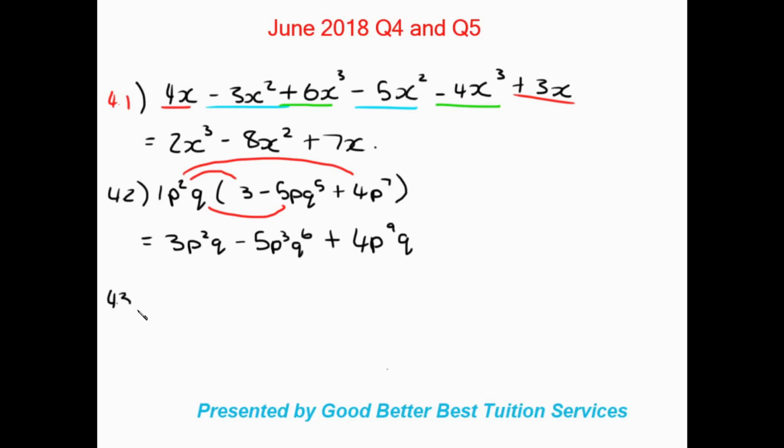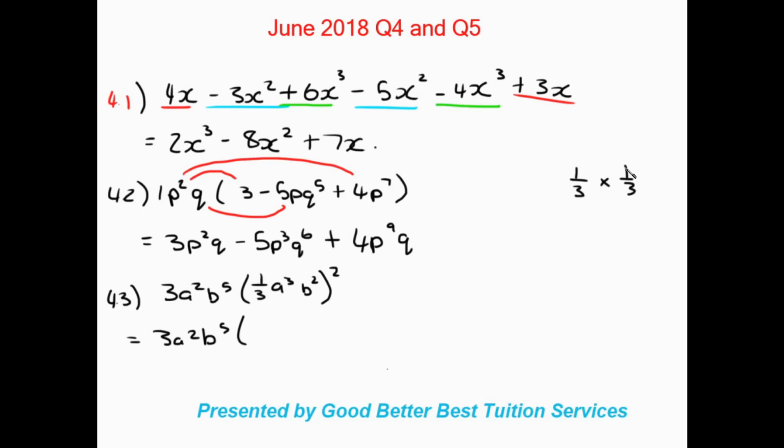Moving on to 4.3. We have 3a squared b to the power of 5, and that's going to be times 1 over 3 a to the power of 3 b to the power of 2, and that's in brackets squared. The first thing we want to focus on is squaring this bracket. So we'll leave 3a squared b5 as is, and we can do 1 over 3 squared. 1 over 3 squared is 1 over 3 times 1 over 3. Remember, we times numerator by numerator, denominator by denominator, so we're left with 1 over 9.